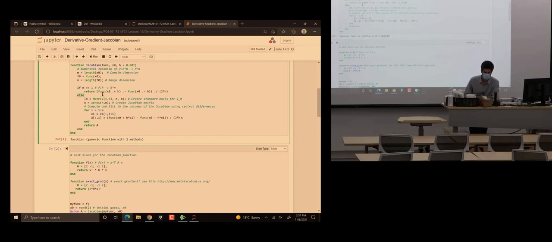In else, any other case, if you have more than one input, construct the identity matrix, initialize your Jacobian with a zero matrix, then loop over the number of inputs, which will be the number of columns of my matrix. I grab EI, my current direction, and fill in the ith column of A, again using a central difference along the direction EI. This is very important. It's not just plus H, it's H times that direction.